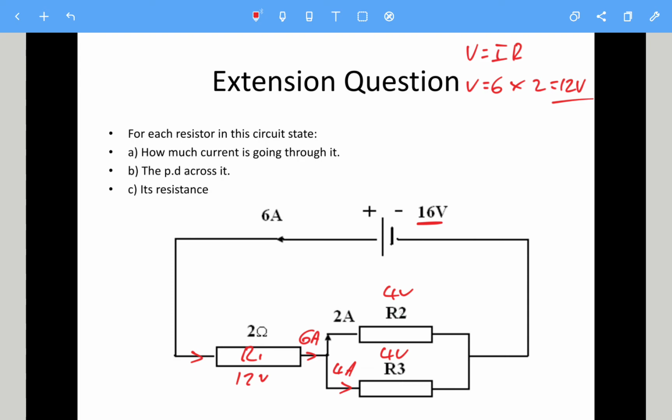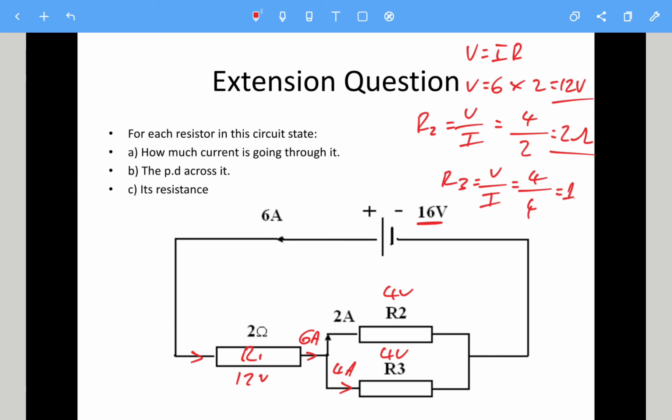Then we just need to get the resistance of R2, which is now straightforward. The resistance of R2 will be the voltage of R2 divided by the current going through it. So the voltage for R2 is the 4 volts divided by a current of 2 amps. That gives us 2 ohms. And then R3, which again is voltage divided by current. The voltage across it is the same, 4 for the parallel section, divided by the current of 4 amps. That gives us a 1 ohm resistor. And that's the end of the question.